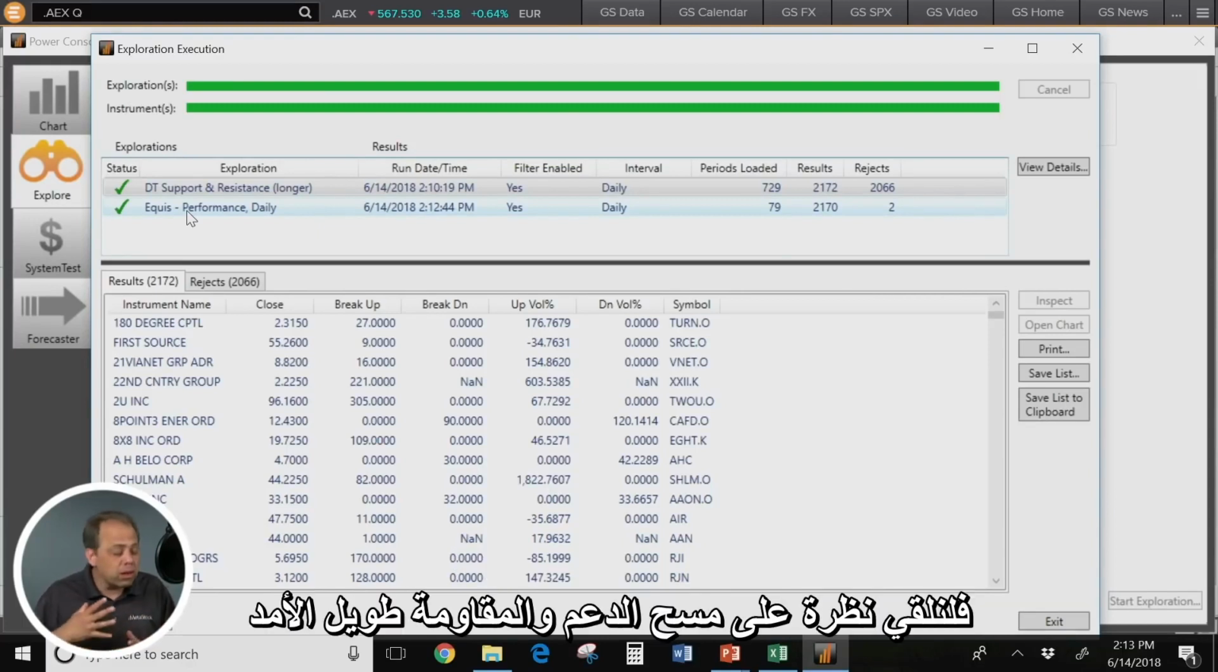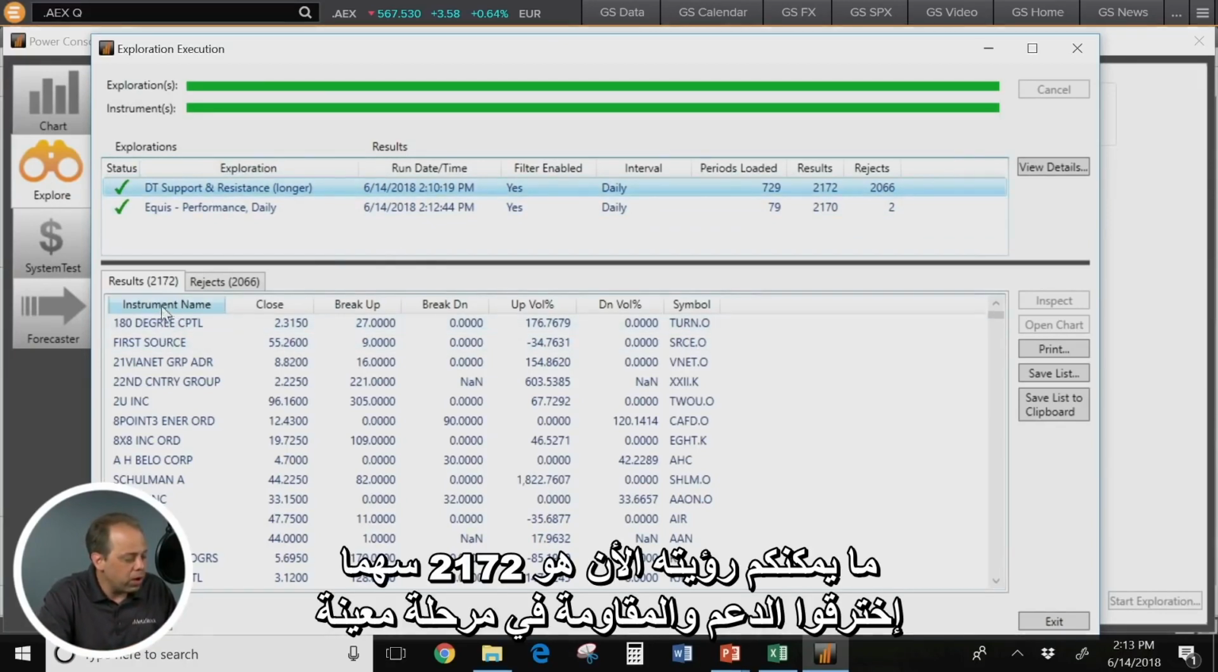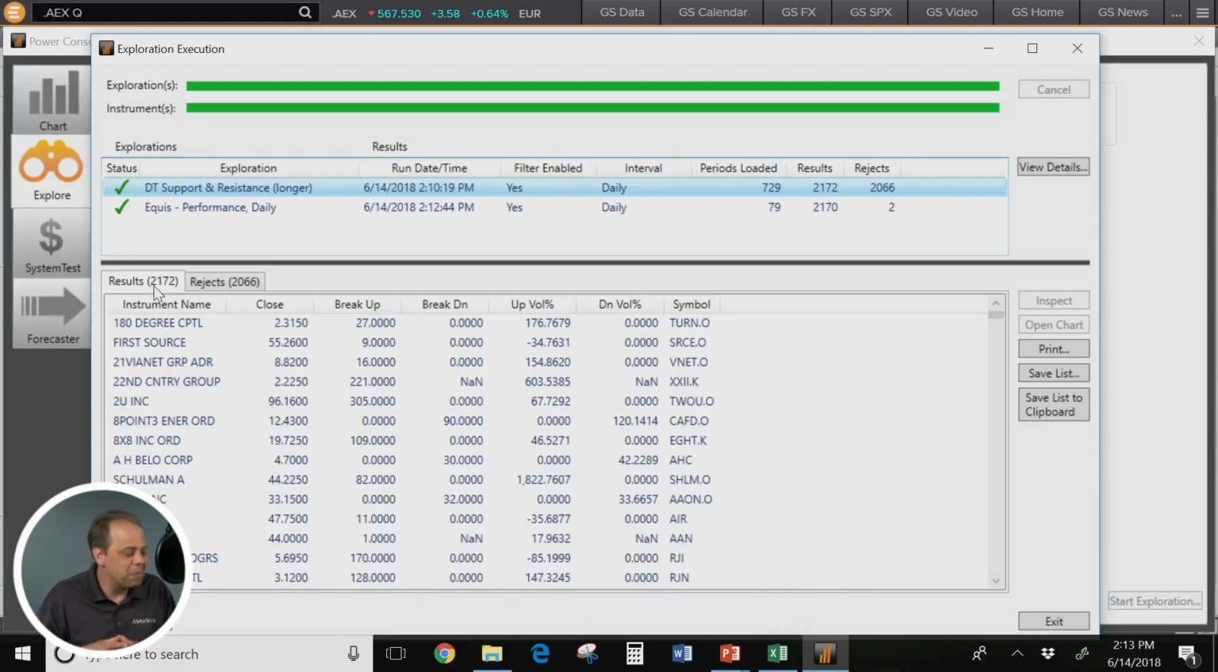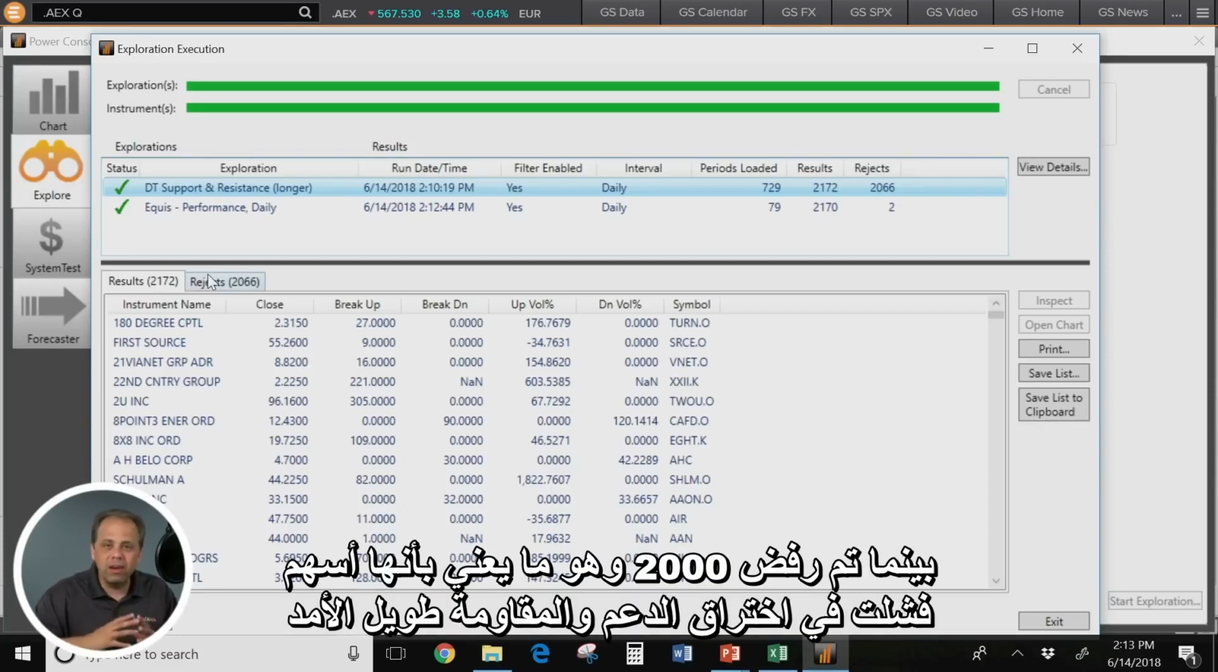So let's take a look at the support and resistance long term. Right now, what you're going to be able to see is there are 2,172 stocks that have come through as breaking through a support or resistance at some time in their history. 2,000 have been rejected. In other words, they didn't meet any definition of a longer support or resistance breakdown.